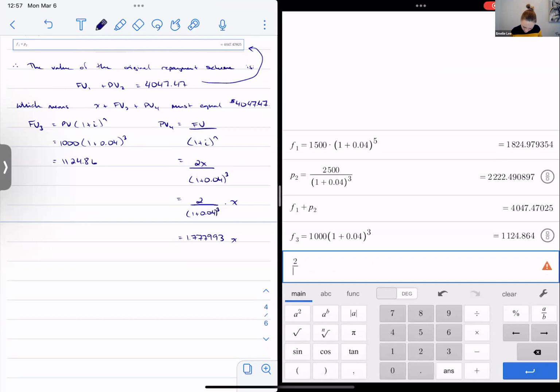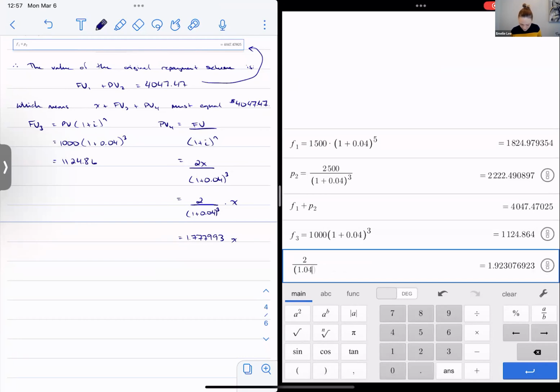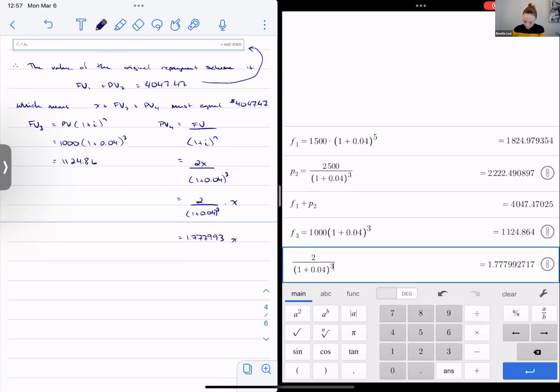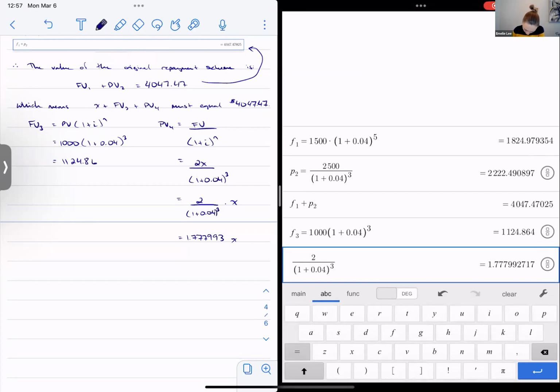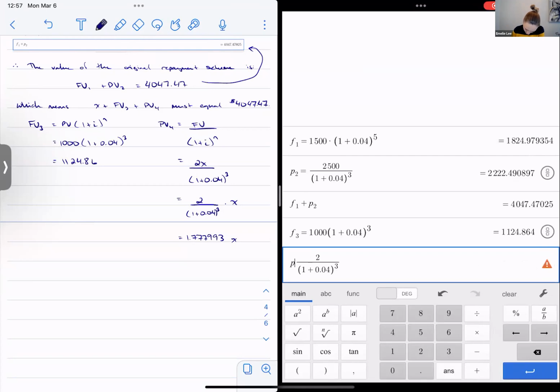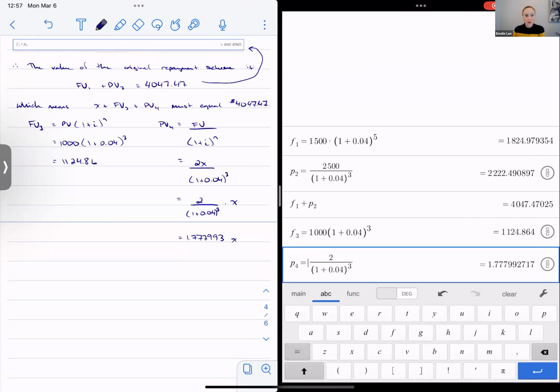Then I need 2 divided by bracket 1.04. I guess I shouldn't skip a step, although it's fine, right? 1 plus 0.04 is 1.04. Safe, but not what I've been doing. Okay. So I'm going to call this the coefficient of x. Or maybe I'll just call it P4, why not? P4 equals. Yeah. So mine's just a little bit rounded, but that's okay.